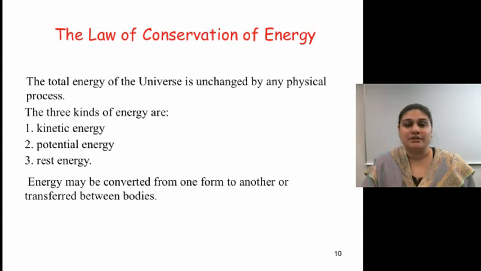The law of conservation of energy states that the total energy of the universe is unchanged by any physical process. Energies can be converted from one form to another, but we cannot create energies. There are basically three kinds of energies: kinetic, potential, and rest. Energy may be converted from one form to another, or transferred between bodies, but the total energy of the universe will remain unchanged.